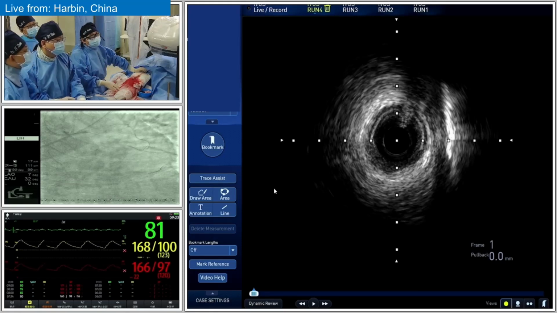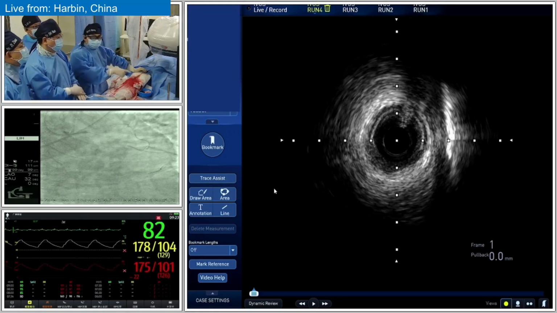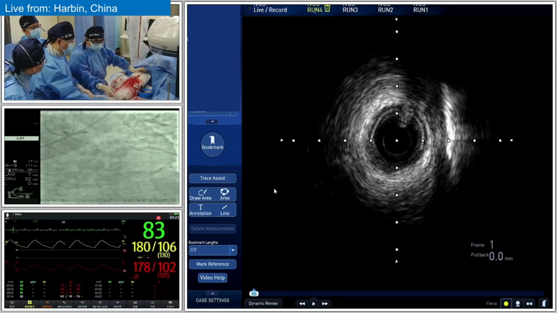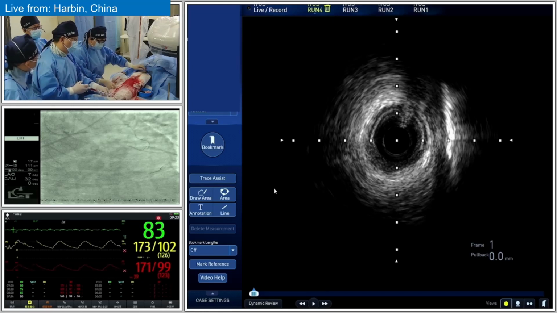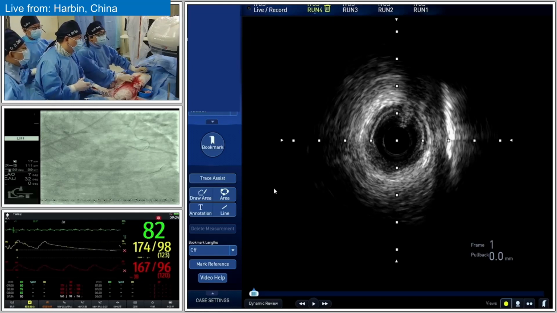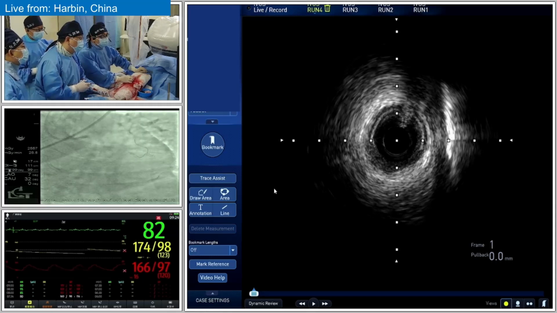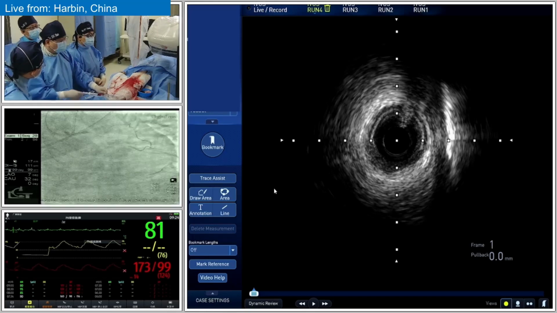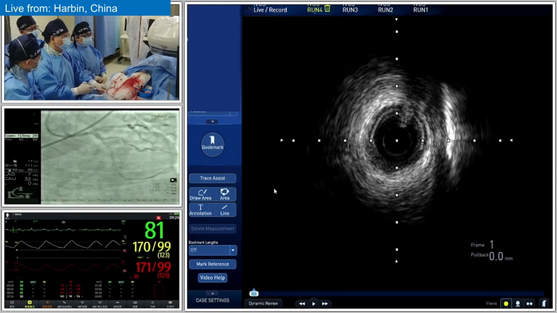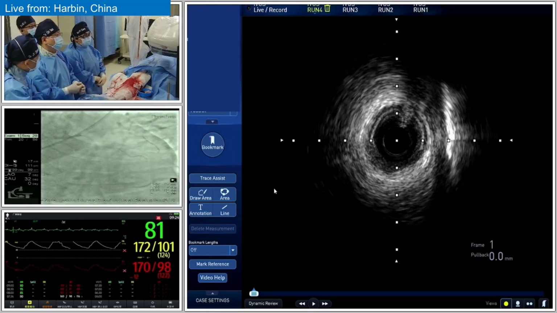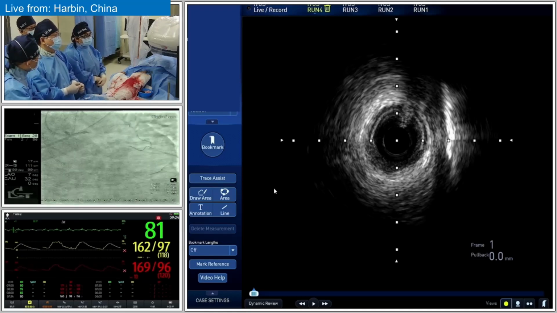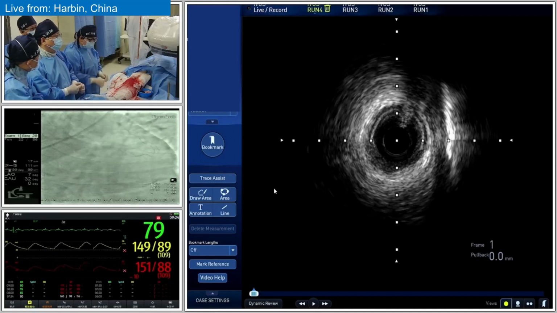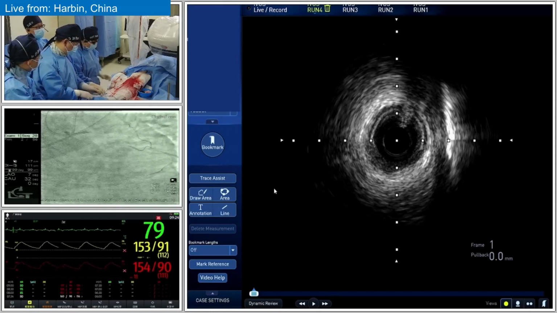According to the IVUS result, we can give a little contrast injection, just slowly. Okay, it's very good. So before the use of DEB, I think the pre-treatment is super important. We have to pre-treat the lesion well first, and then the DEB can be well expanded, and then the drug can be released into the vessel wall.